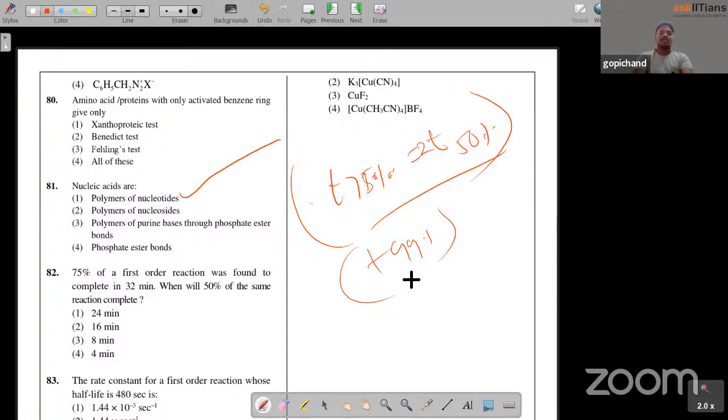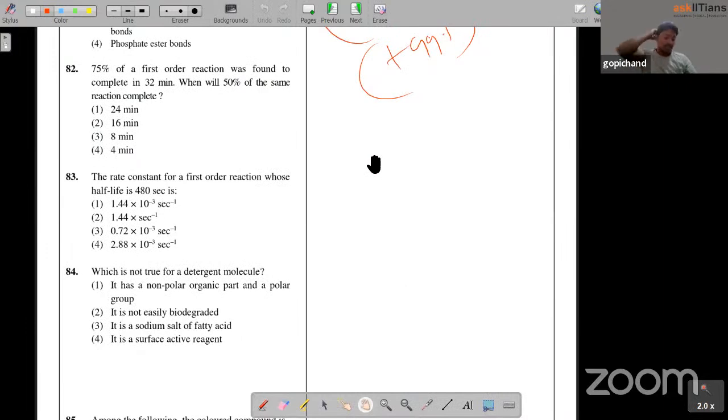So 83, the rate constant for a first order reaction whose half-life is 480 seconds. If the half-life is given, how do you find the rate constant? In chemical kinetics for a first order reaction, T half is equal to 0.693 by K. So K equals 0.693 divided by T half. Just divide, and you will get the answer 1.44 into 10 to the power minus 3.